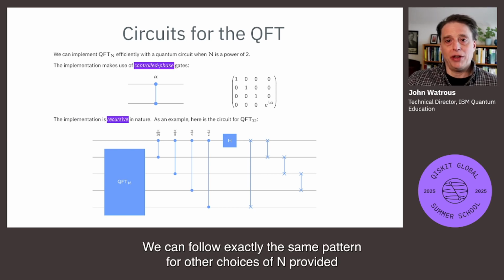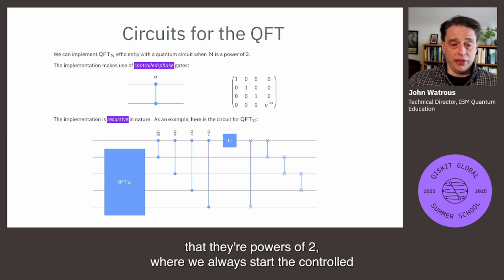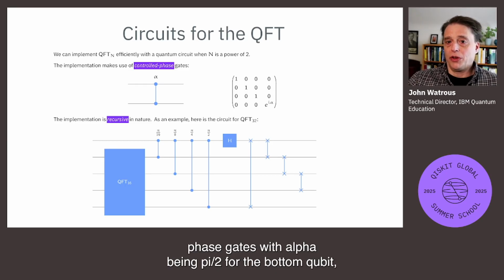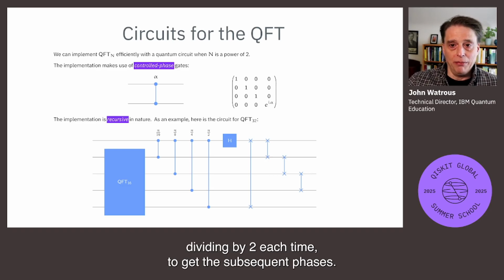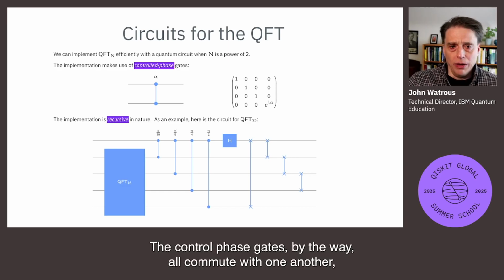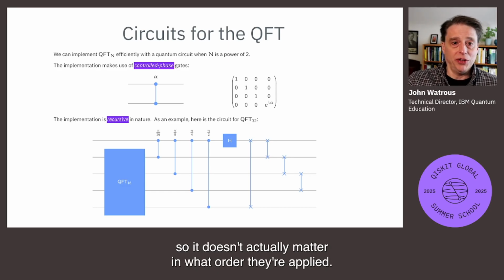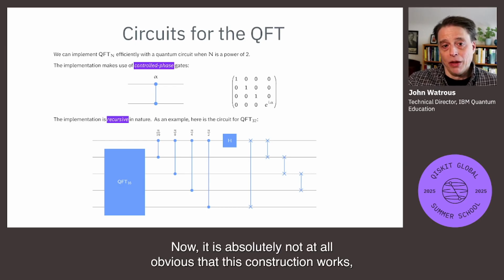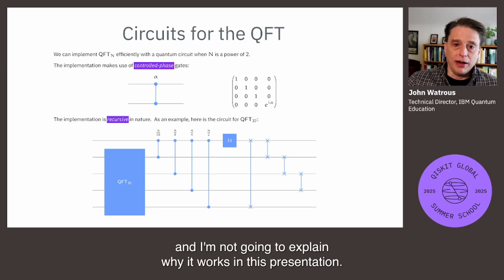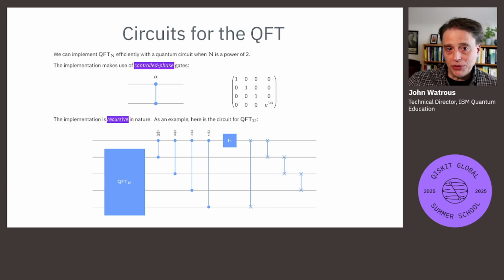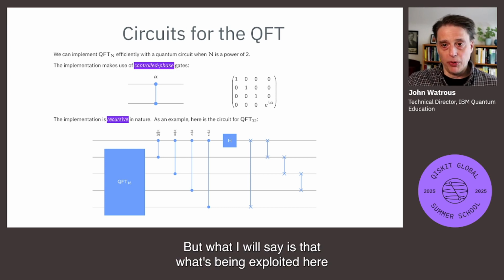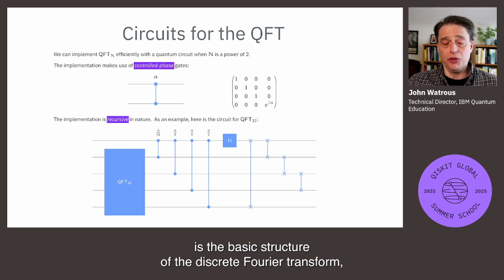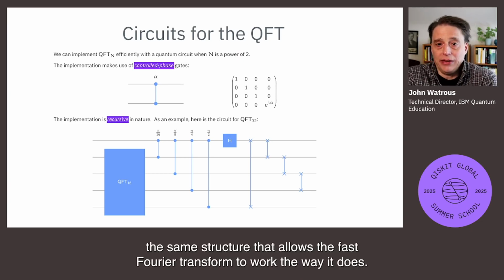We can follow exactly the same pattern for other choices of n, provided the powers of 2, where we always start the controlled phase gates with alpha being pi over 2 for the bottom qubit, dividing by 2 each time to get the subsequent phases. The controlled phase gates, by the way, all commute with one another, so it doesn't actually matter in what order they're applied. Now, it is absolutely not at all obvious that this construction works, and I'm not going to explain why it works in this presentation, but what I will say is that what's being exploited here is the basic structure of the discrete Fourier transform, and in fact, it's exactly the same structure that allows the fast Fourier transform to work the way it does.